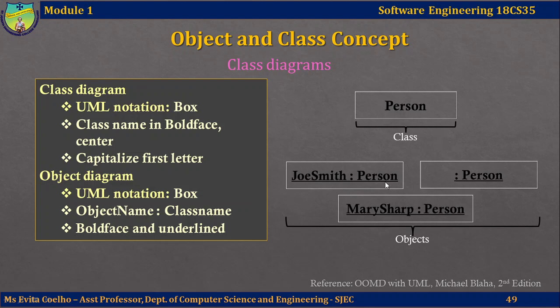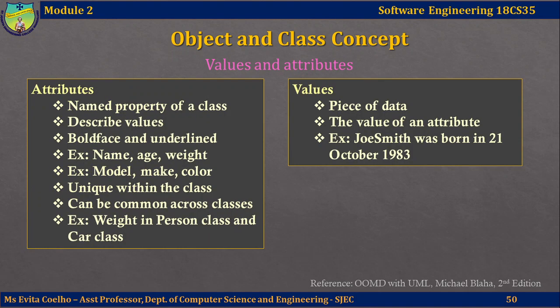So you can see that when it comes to the UML notation of object diagrams, again they are represented within a box, but this time you write the object name followed by a colon followed by the class name, and you write the entire object name colon class name in boldface and also underlined. Again, the object name could be centered in the box. So this is the UML representation for class diagrams and object diagrams. Let's add a little more detail to each of these.